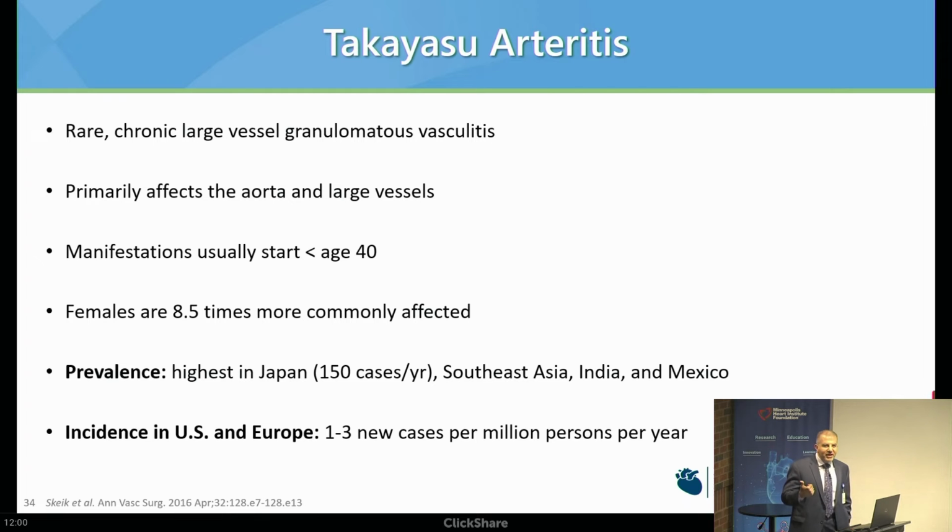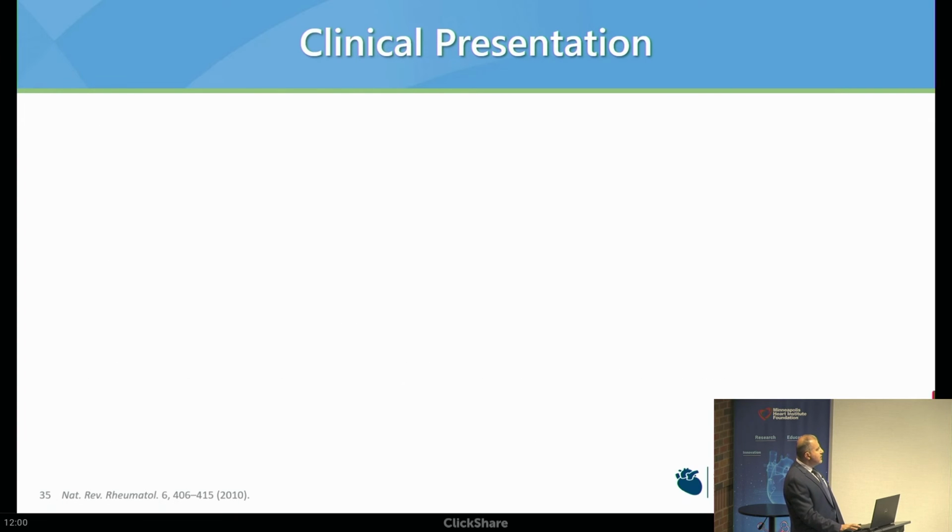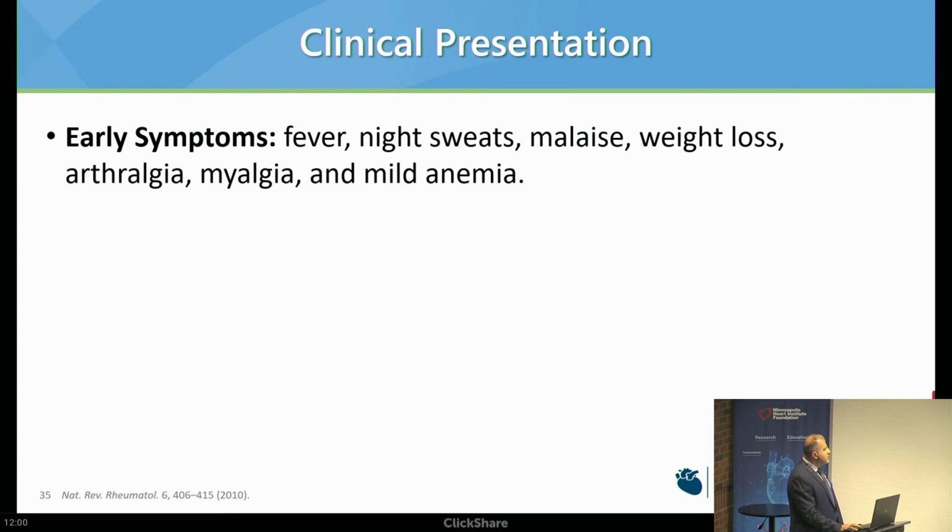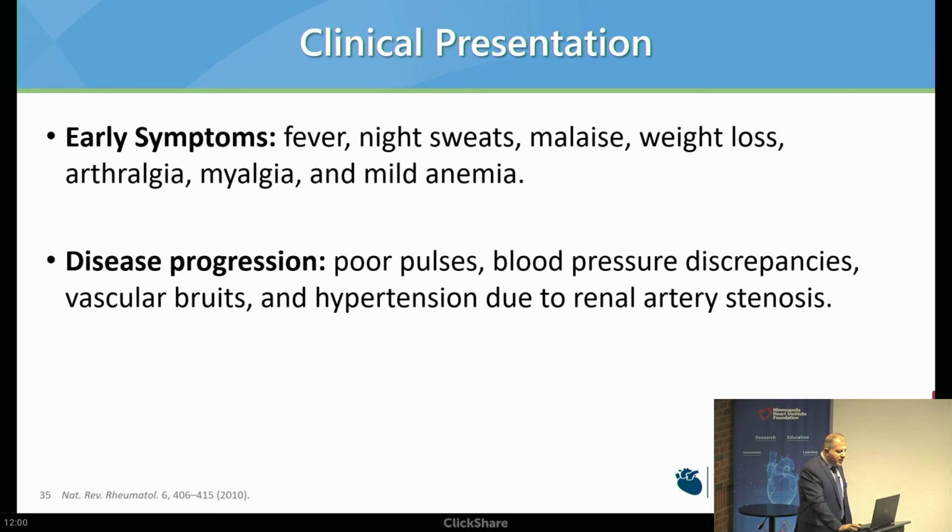Actually, in my practice, I have at least 20, 25 patients with Takayasu. They come from across the States. And a lot of them are from Somalia, although Somalia is not listed here. I have at least 6, 7 Somali patients with Takayasu aortitis. So for the presentation, they usually present with systemic complaints, but with disease progression and stenosis, you see end organ ischemia, poor pulses, and blood pressure discrepancies.